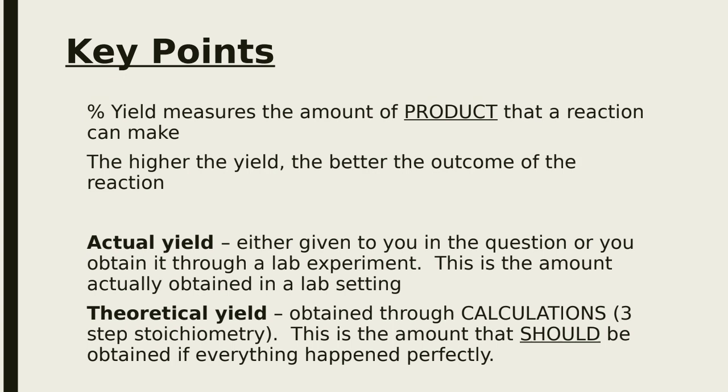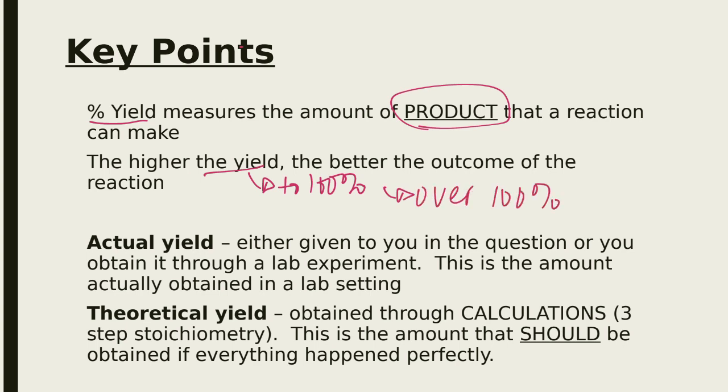So just a few key points about the concept of percent yield. A reminder, right? Percent yield measures the amount of product that a reaction can make. The higher the yield, the better the outcome. But be careful here. We mean the higher the yield up to 100%, okay? You sometimes can have yields over 100, okay? That doesn't mean it's better. So over 100% is not better. It just means that your actual yield is greater than your theoretical, which can happen. So we want as close to 100% as possible. Anything above or below is telling you that you're not collecting as much product as you should be.